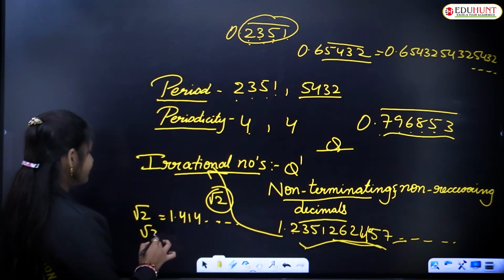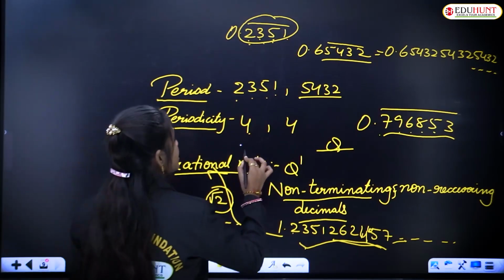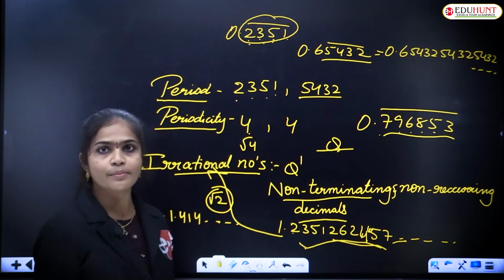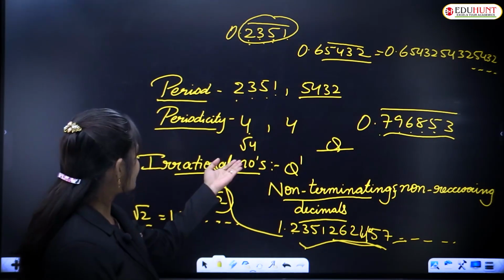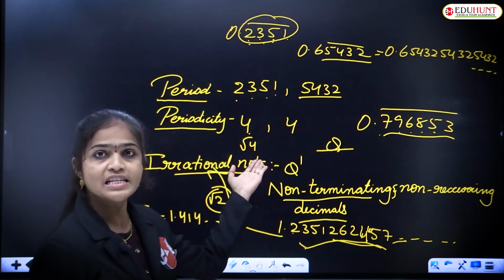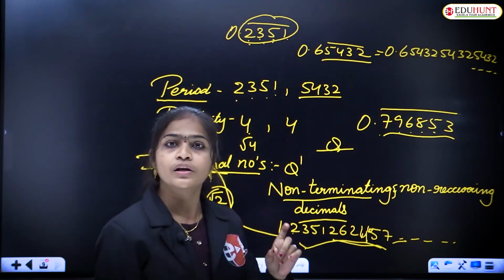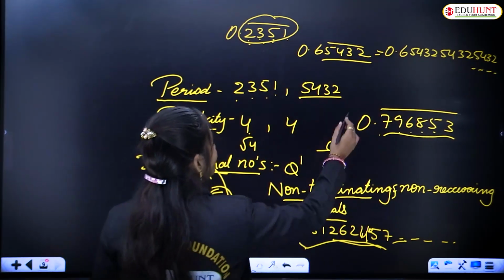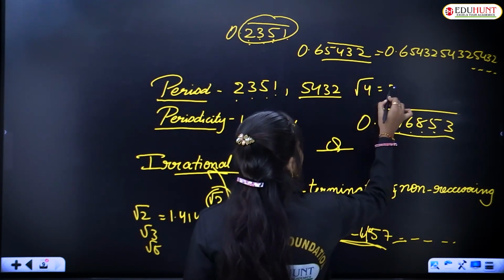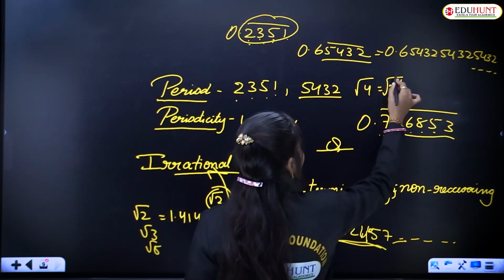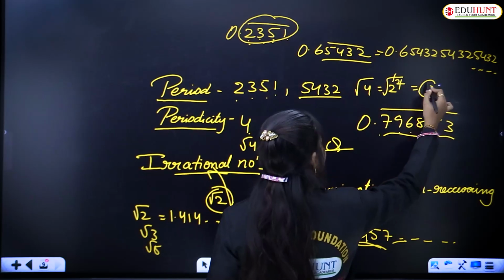And root 3, root 5. Is it possible to say that root 4 is an irrational number? Yes ma'am, because the root symbol is there. No. Why? Because root 4 is equal to root of 2 square. So square and root get cancelled, so its value is 2.